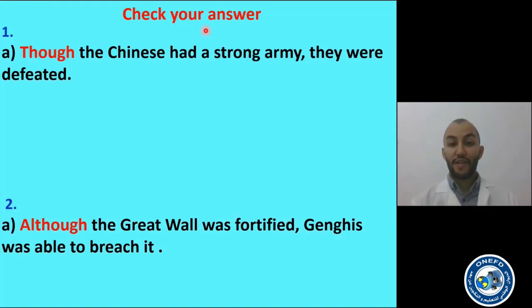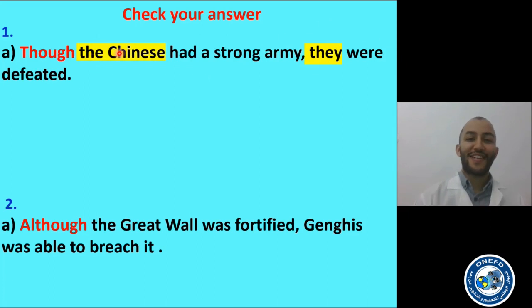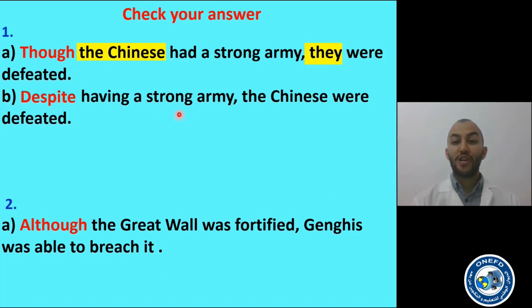So now let's check your answer. Though the Chinese had a strong army, they were defeated. Before we answer, I want you to pay attention to this. In the second sentence, they refers to what? Yeah, it refers to the Chinese. Nice. So now let's see what the answer is. If we are to start the sentence not with though, but with despite, we will have: despite having a strong army, the Chinese were defeated.